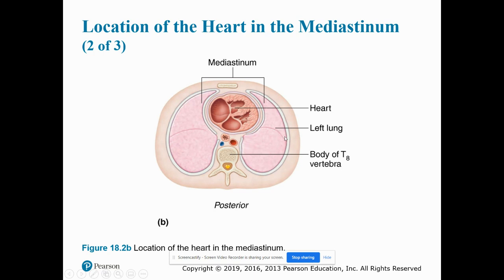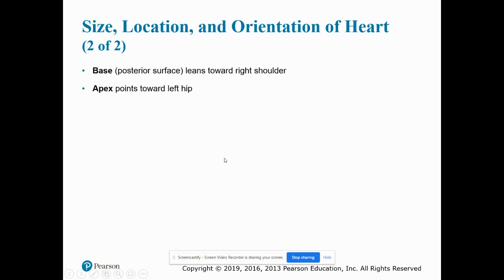So you have to be really careful about how you're looking at this, because again, the heart's shifted to the left side a little bit, but it does sit behind the sternum and in front of the vertebral column. The base leans towards the right shoulder, and the apex is pointing towards the left hip.